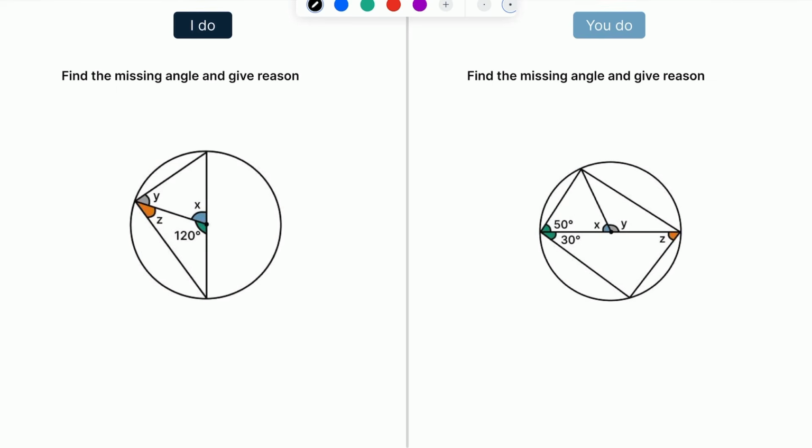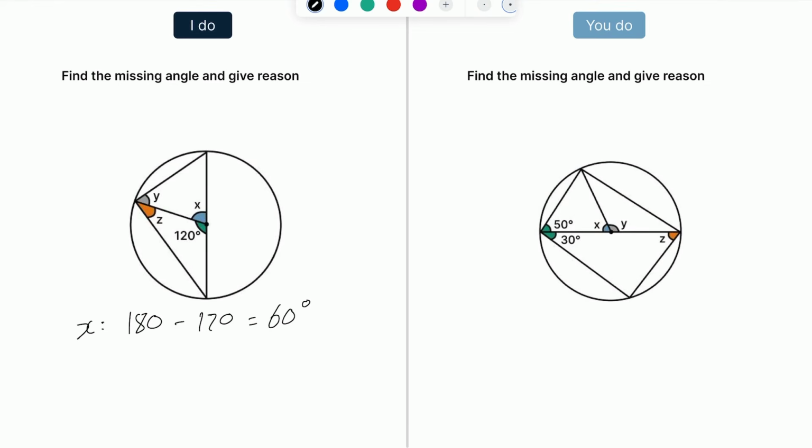And then moving on from there onto this sort of tricky one as well. But again, you've got a straight line, so that'll be for x. Angles on a straight line add up to 180. Remember to state your reasons. That's 60. That was nice and straightforward.